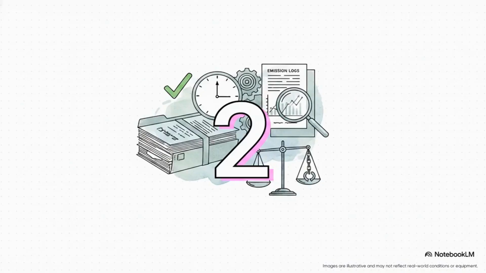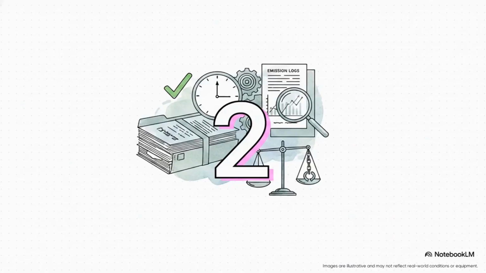Which brings us to a quick administrative reality check. Burn this number into your memory right now. 2. That is the absolute minimum number of years you must keep all your monitoring records securely on site. Every single pressure check, every leak detection report, every malfunction response plan, it all has to be filed and readily available for at least 2 years.